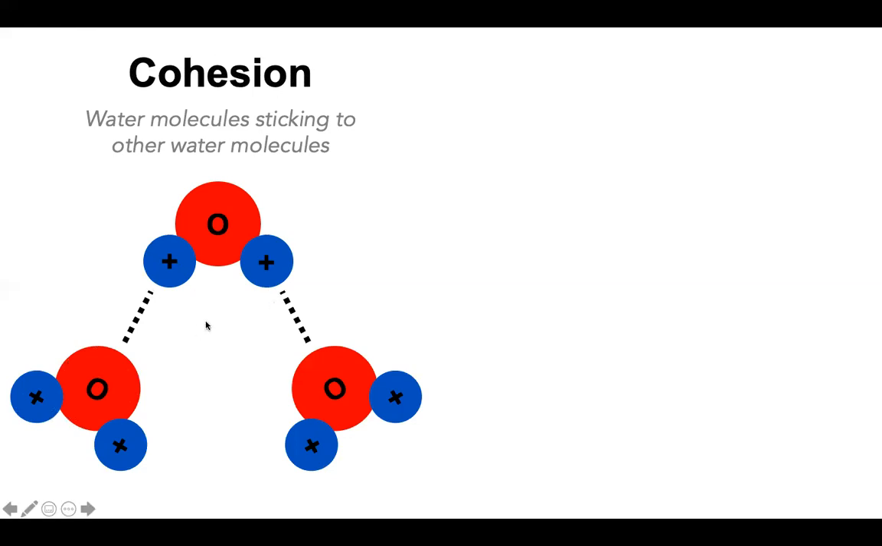Now, this cohesion is why we get things like water droplets, or if you spill water on a table or something like that. Cohesion is what causes water to bead and causes it to stick together. It also gives us things like surface tension.